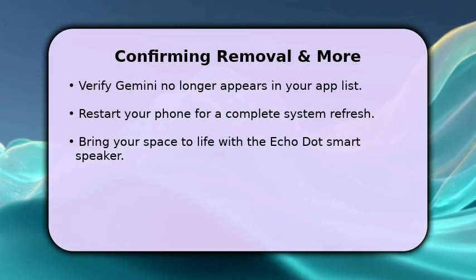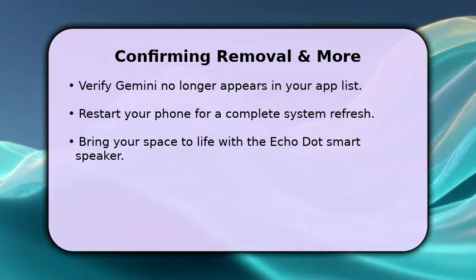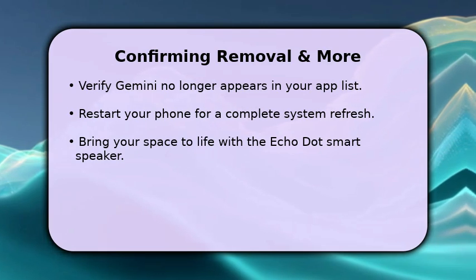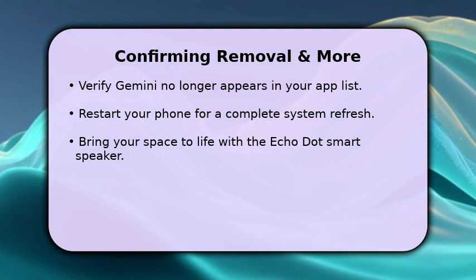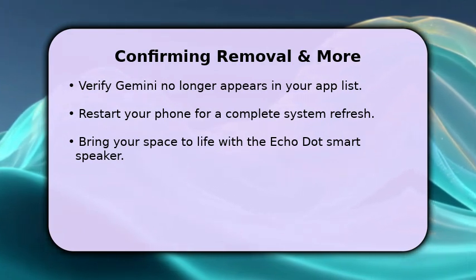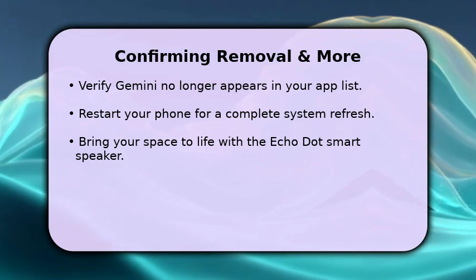After uninstalling, take a moment to check your app drawer or home screen to confirm Gemini is no longer present. A quick restart of your phone can also help refresh your system and ensure all traces are gone. This easy method helps keep your device organized and running smoothly.